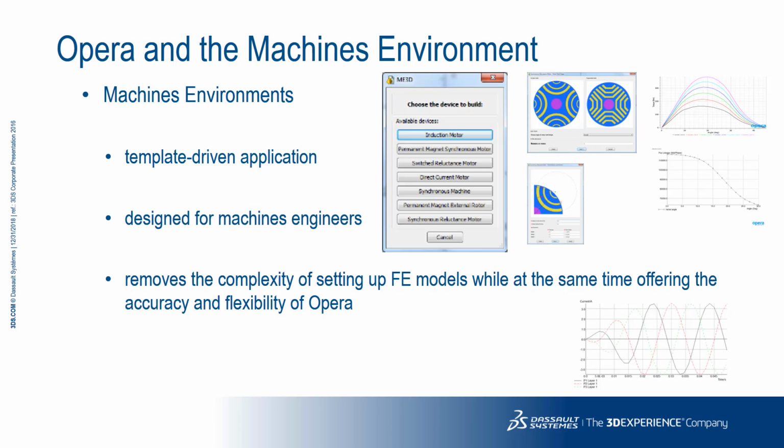The interface removes the complexity of setting up and post-processing FE models, while at the same time making use, in an optimal way, of the accuracy and performance that FE solvers can provide. Some typical examples of results that machine designers can obtain directly from the machine's environments are torque versus angle curves, back EMF, cogging torque, torque versus speed characteristics, and so on.